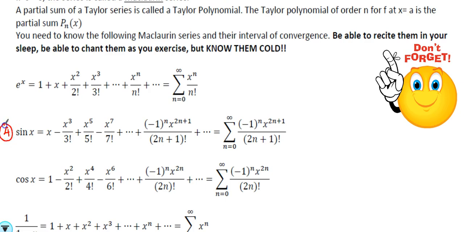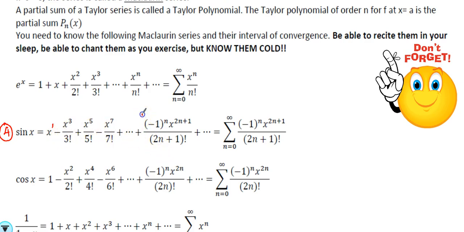The fourth one is sine of x. Sine is an odd function, so you can also say that all the powers are odd: 1, 3, 5, 7, divided by 3, 5, 7 factorial. We already know how we derive this. We have learned that sine always starts with the first term, x, then minus, plus, minus, alternating signs.